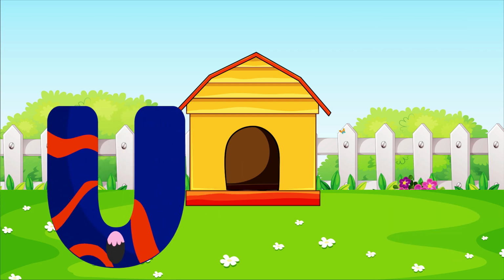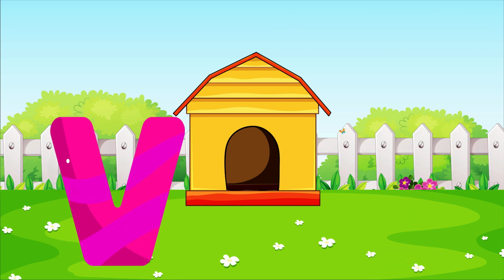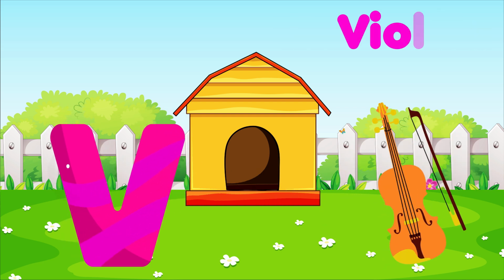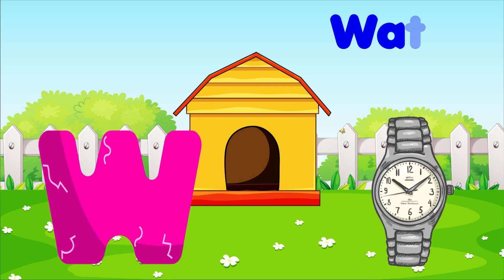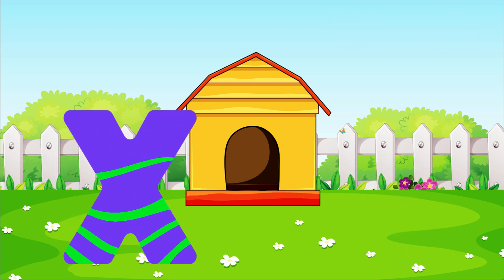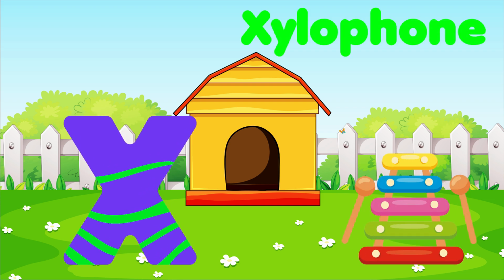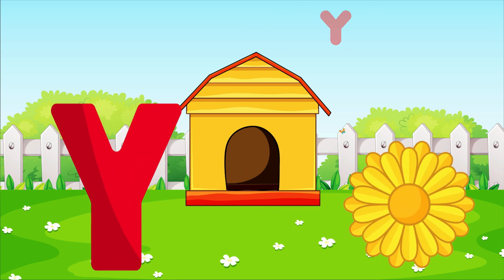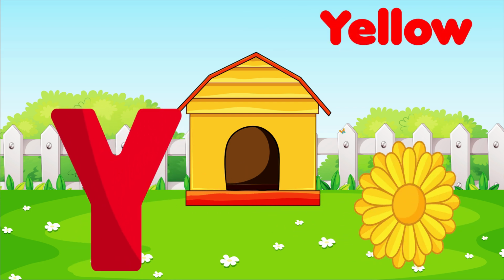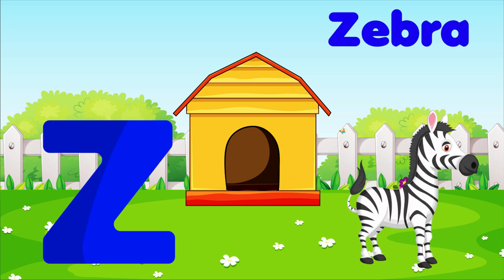U is for umbrella, u, u, umbrella. V is for violin, v, v, violin. W is for watch, w, w, watch. X is for xylophone, z, z, xylophone. Y is for yellow, yeah, yeah, yellow. Z is for zebra, z, z, zebra.